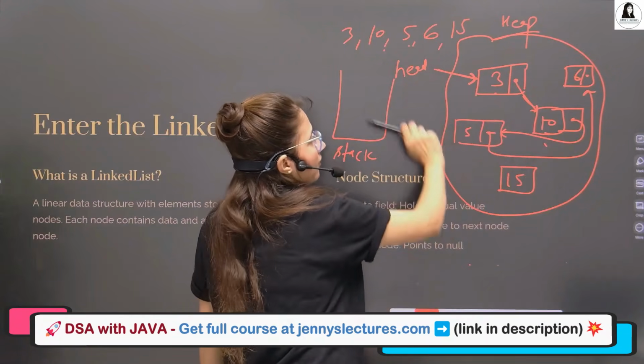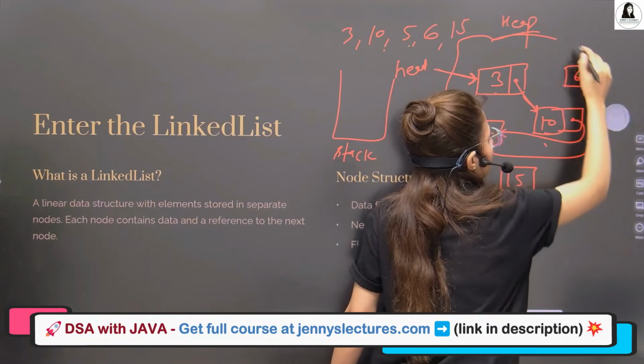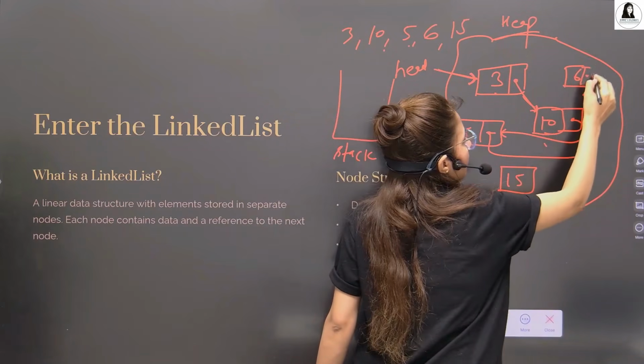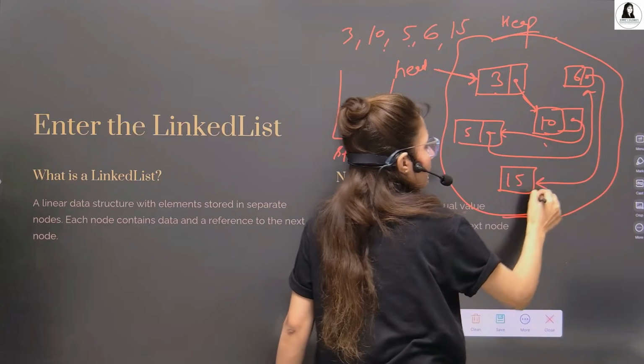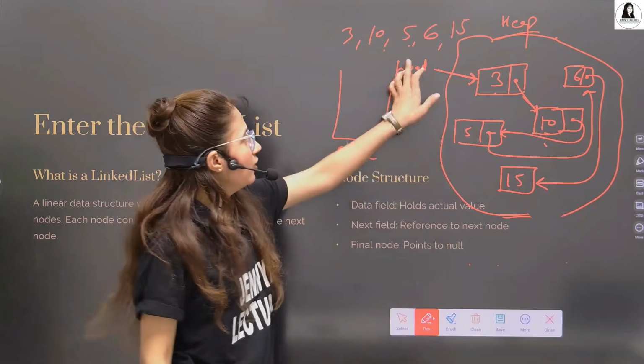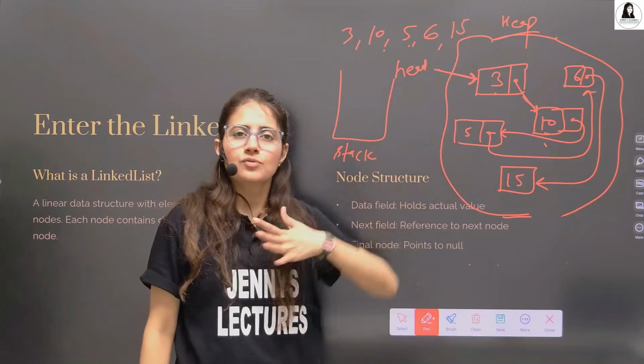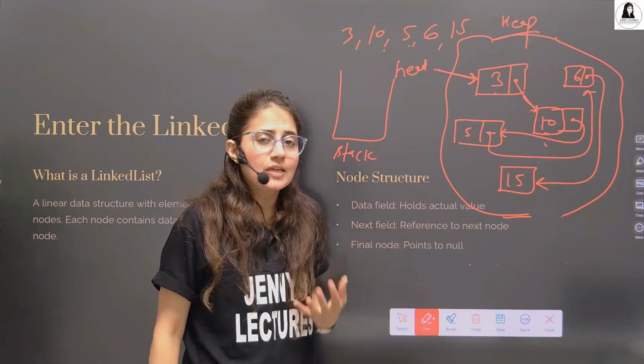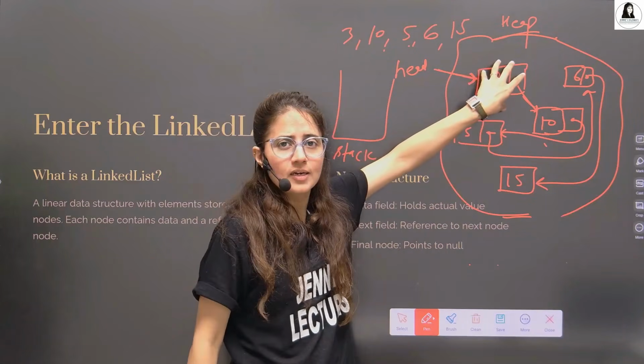Now after 6 we are having 7. So let me just do something like this here. Now the 6 is having the address of 15. Now I know where the first node is. That is, we will be having a head pointer or first pointer. We generally call it the head of the linked list. This is the head of the linked list.